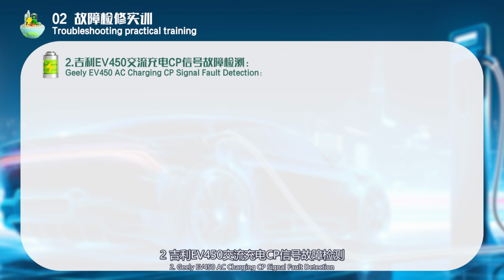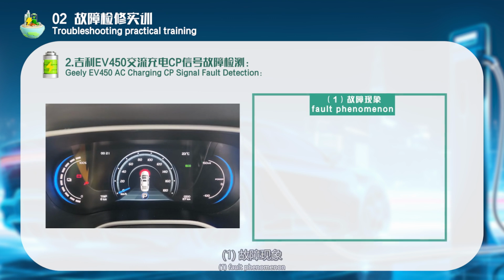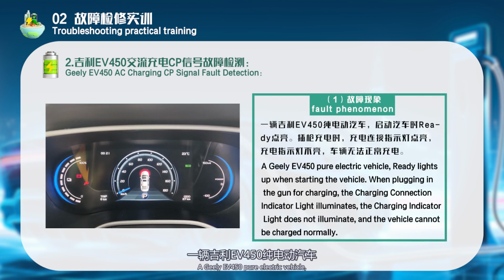2. Geely EV450 AC charging CP signal fault detection. 1. Fault phenomenon. A Geely EV450 pure electric vehicle. Ready lights up when starting the vehicle. When plugging in the gun for charging, the charging connection indicator light illuminates. The charging indicator light does not illuminate, and the vehicle cannot be charged normally.